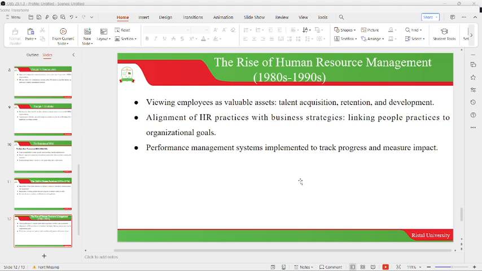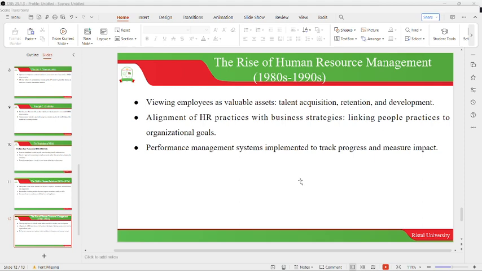So the next one is the rise of human resource management, from 1980s to 1990s. So under the rise of human resource management, employees are now viewed as valuable assets. You can see the chronology. The first one was just administrative work. The second one, the human relations aspect comes in with the motivation, etc. Now we're talking about valuing employees.